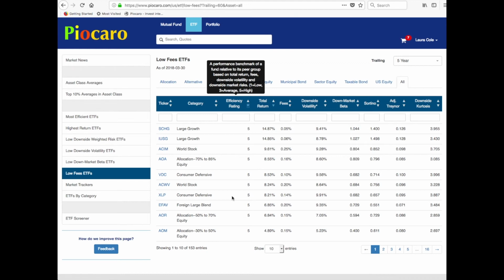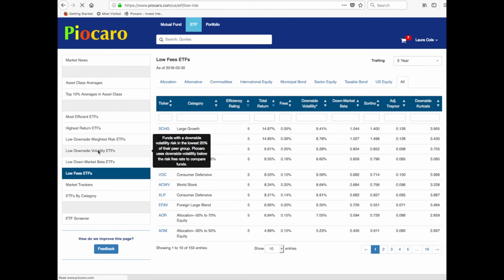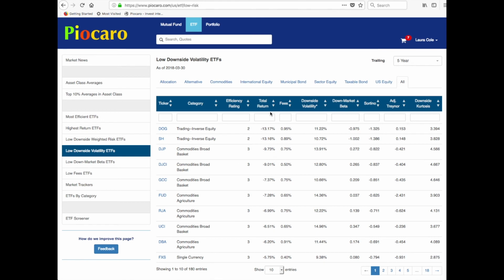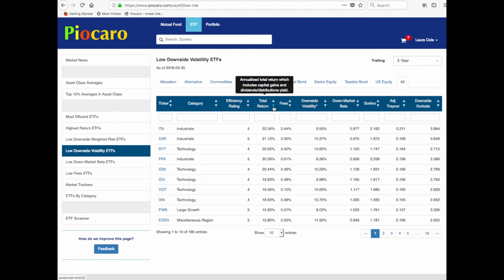If you're not in a position to take a lot of risk, you might want to look at the low-risk ETFs. Piocaro uses downside volatility below the risk-free rate because, let's face it, most investors are more concerned about the downside risk or loss than the upside surprise gain. Sorting this helps you quickly hone into the well-performing ETFs with the lowest downside volatility in their peer group.